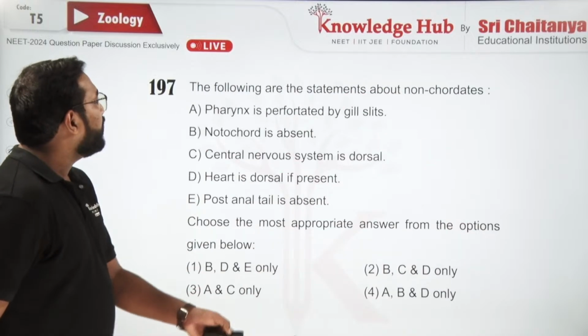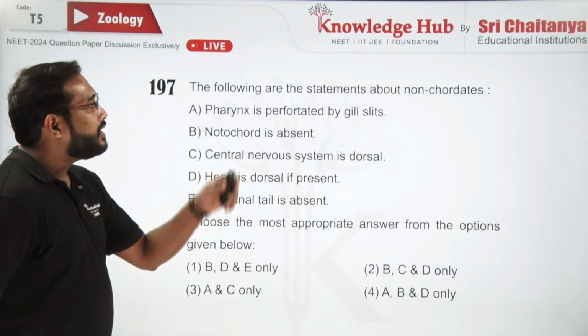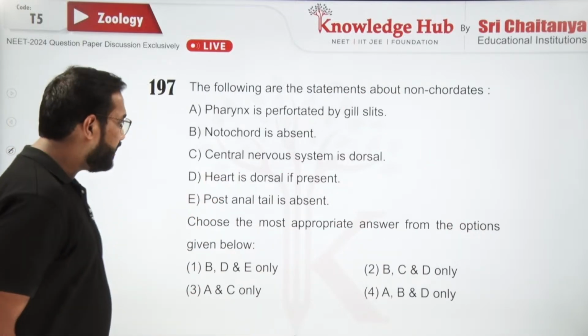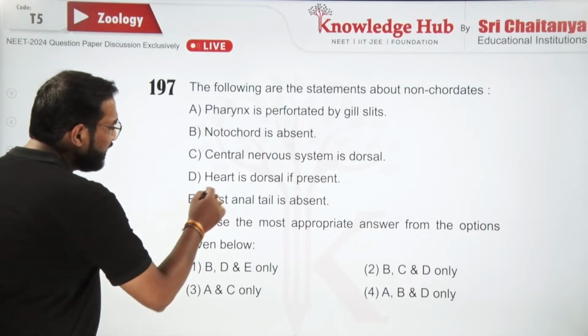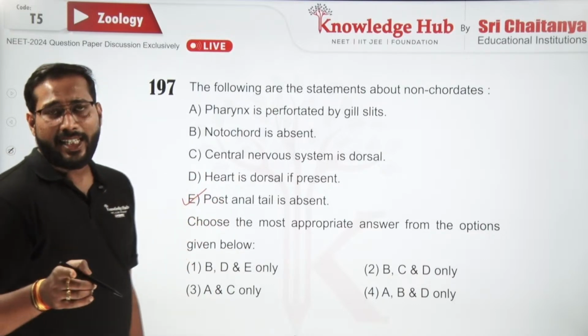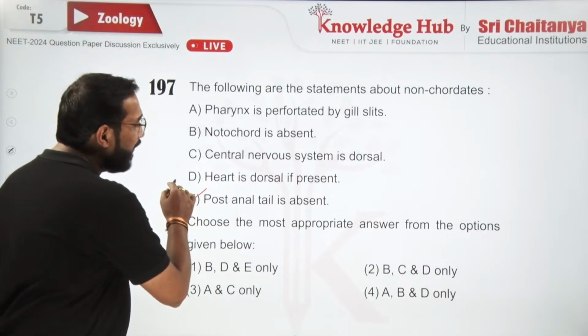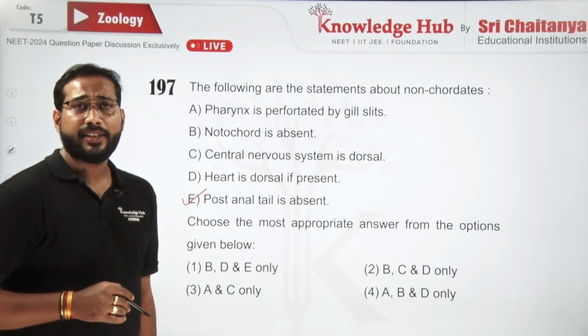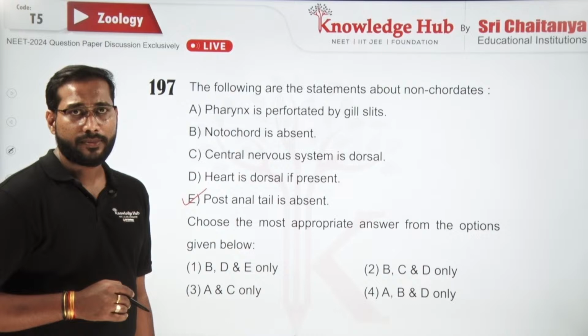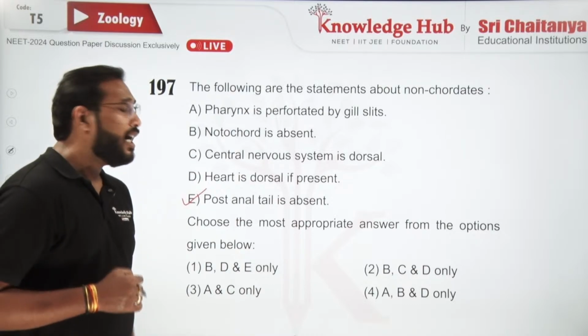Moving on to the next question, if we see the following statements about non-chordates, right? So let's see the statements. Post-anal tail is absent, that is correct. Post-anal tail is a proper chordate characteristic, right? Heart is dorsal if present. Is that correct or not? Yes, that is correct. Heart is dorsal.